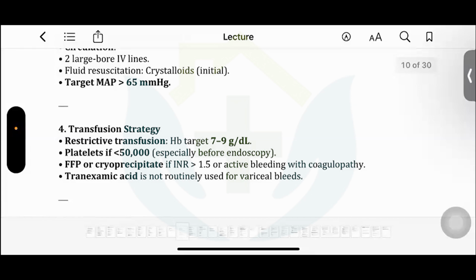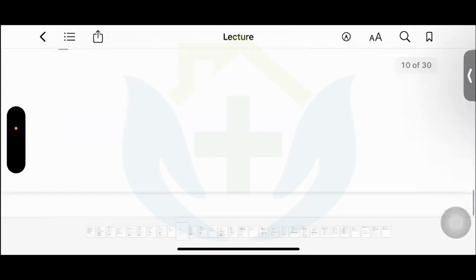Tranexamic acid is not recommended. So, although in every ICU, in every hospital, it is being used, but for the guidelines and for the examination purpose, if there is a question which of the following you will not prefer, then tranexamic acid is what you will not prefer. Is that okay? Why? Because tranexamic acid works with the help of platelets. Is that clear? And the platelets are very low. So how will it help in improving the coagulopathy? So tranexamic acid is not routinely used for variceal bleeds.